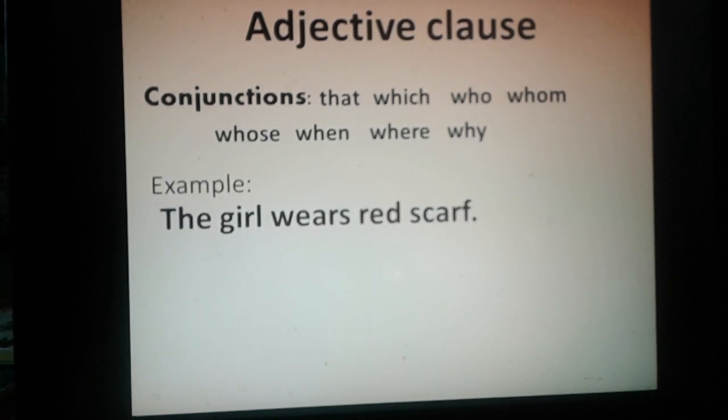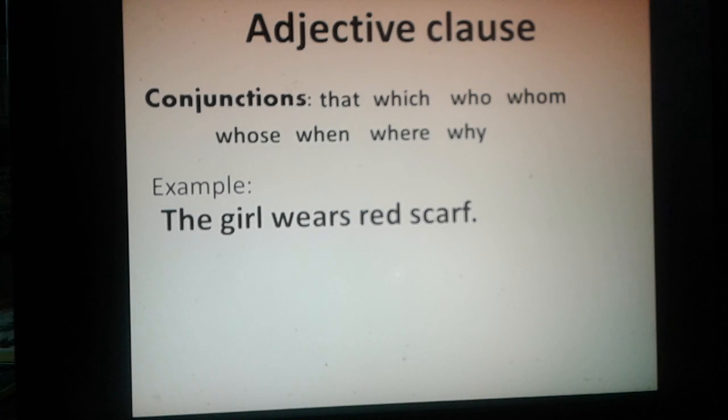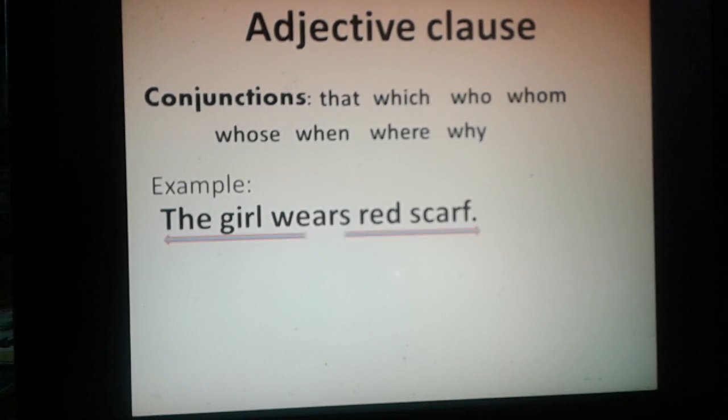Examples here: the girl wears a red scarf. It's a complete sentence. But if I ask you which girl we are talking about, here the meaning is not complete, because the reader doesn't know which girl we are talking about in this sentence. That's why an adjective clause will come just to give us necessary information. I will show that in the next example.